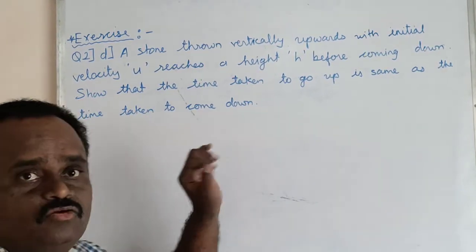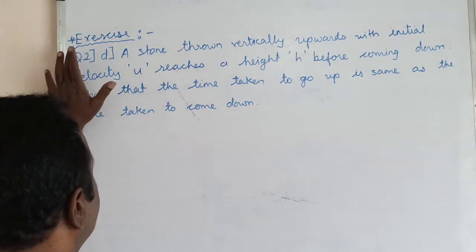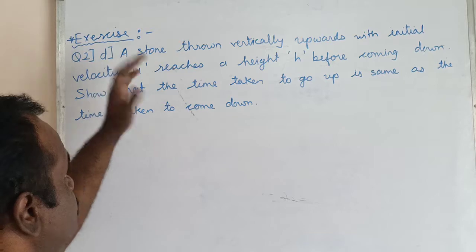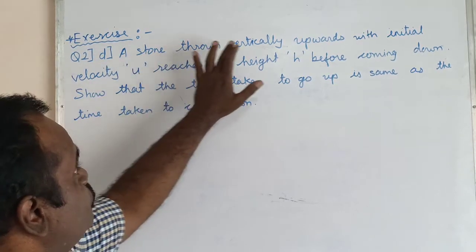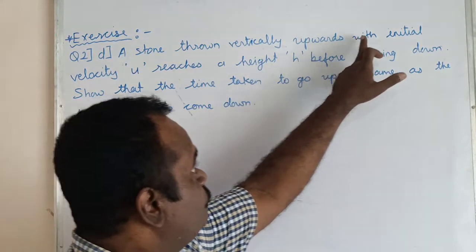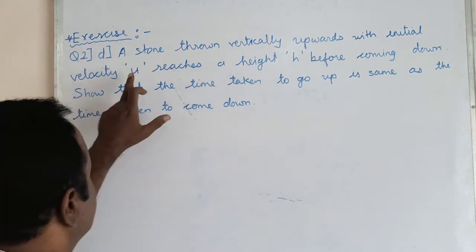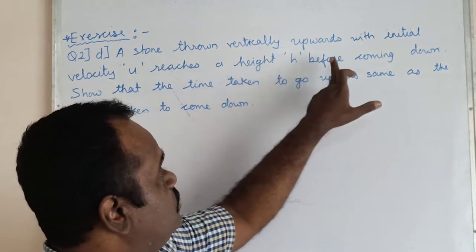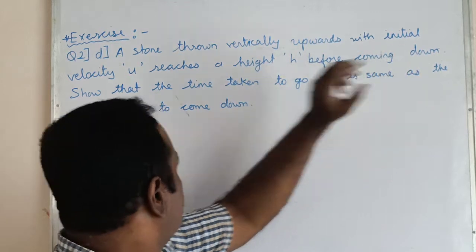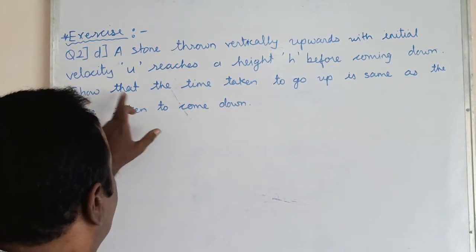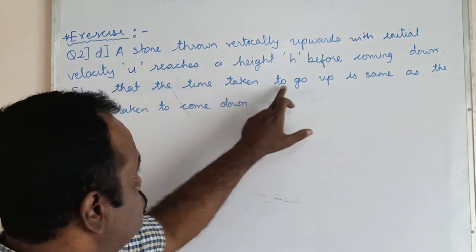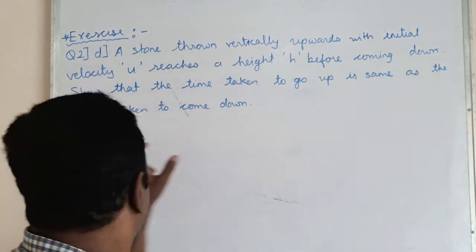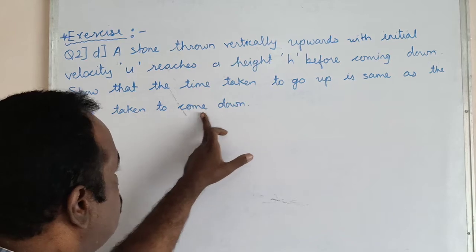Now let us see one example from the exercise. Question number 2D, that is the fourth one. A stone thrown vertically upward with initial velocity u reaches a height h before coming down. Show that the time taken to go up is the same as the time taken to come down.